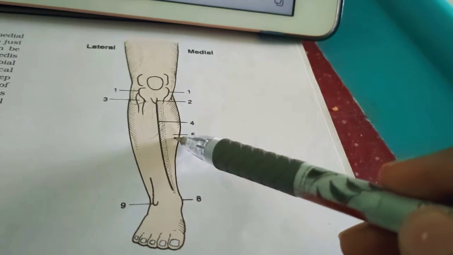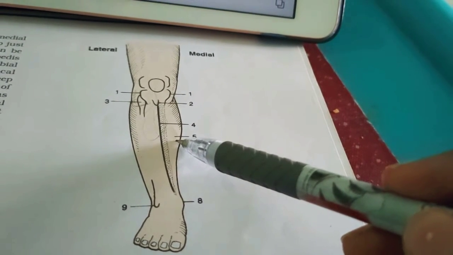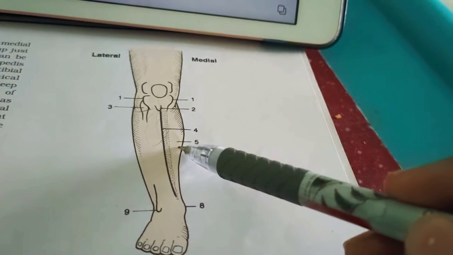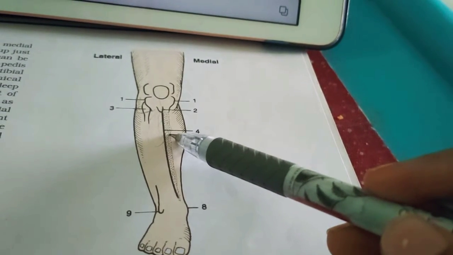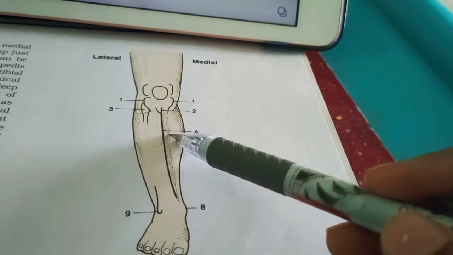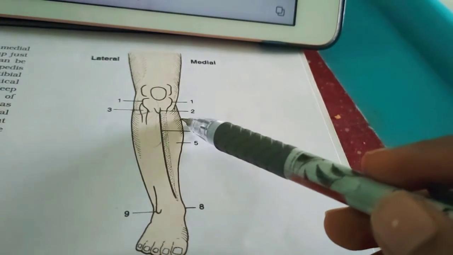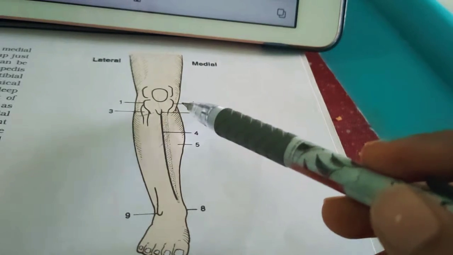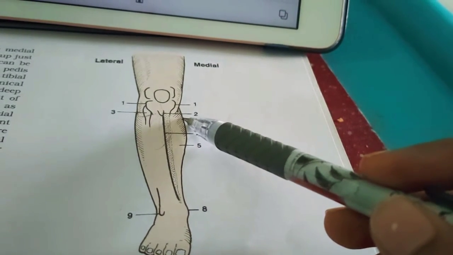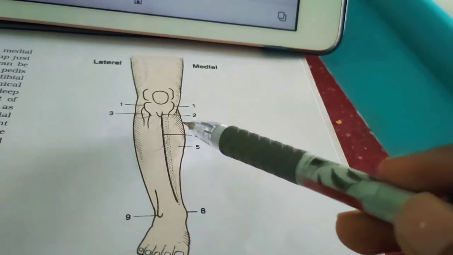Next, coming to the medial surface of the tibia. So this is the medial surface of the tibia. It is mainly subcutaneous except in the uppermost part, where it is crossed by the tendons of sartorius, gracilis, semitendinosus. So all the medial side muscles like sartorius, gracilis, semitendinosus cross it.